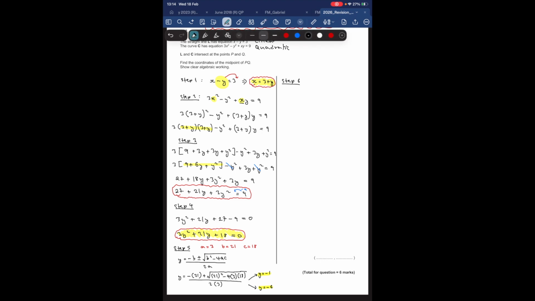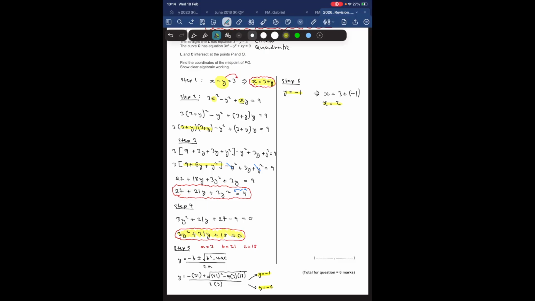So when y is equal to minus 1, we're going to use this value first. We can use this equation to work out x. So we know that x will be equal to 3 plus minus 1. If we work that out, we're going to get 2. So we know that when y is equal to minus 1, x is going to give us 2. That's going to be our first coordinate.